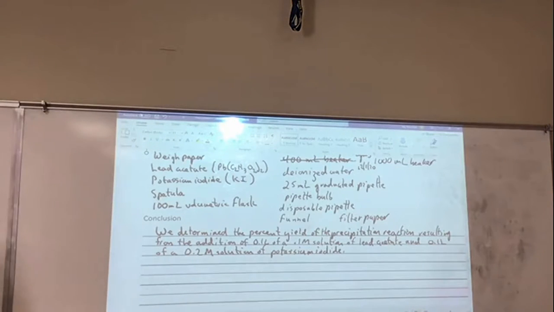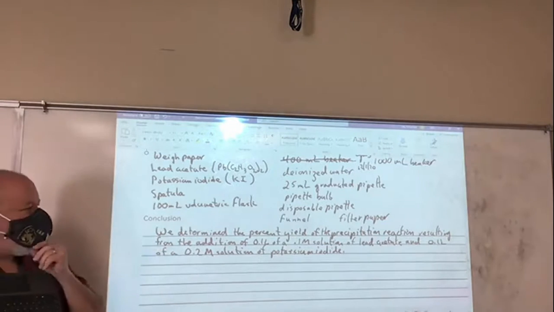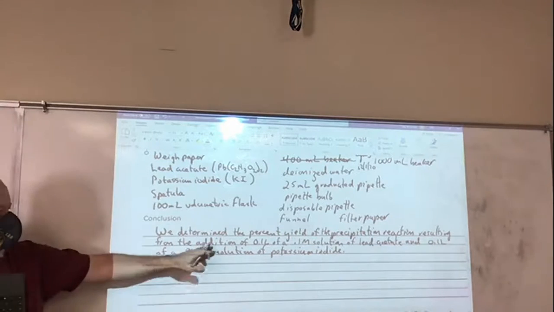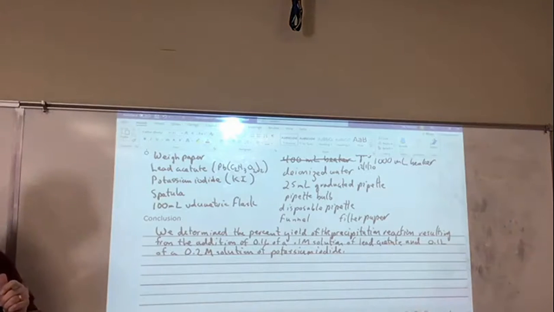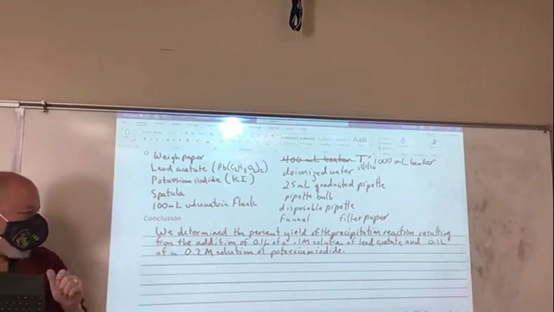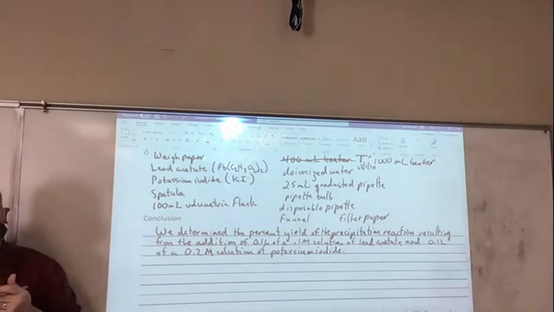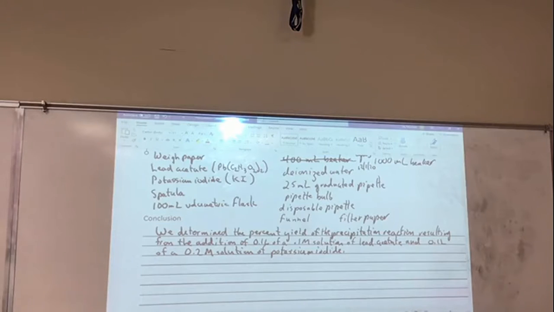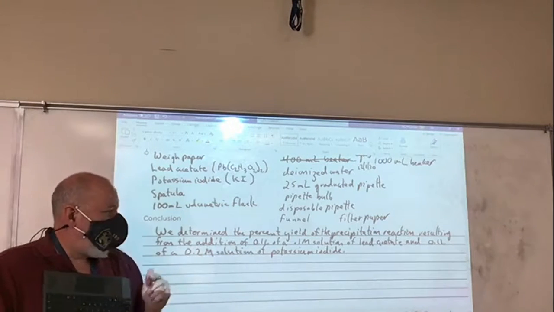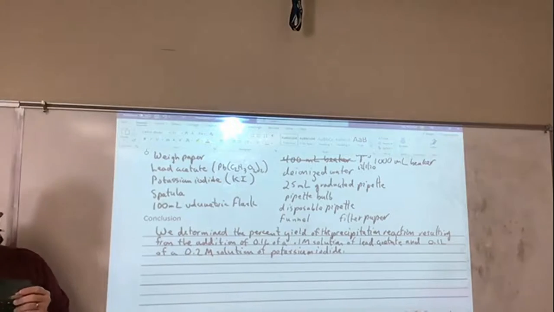This tells us exactly what we did, right? We determined the percent yield of the precipitation reaction resulting from the addition of 0.1 liters of a 0.1 molar solution of lead acetate and 0.1 liters of a 0.2 molar solution of potassium iodide. I did this. We found this.